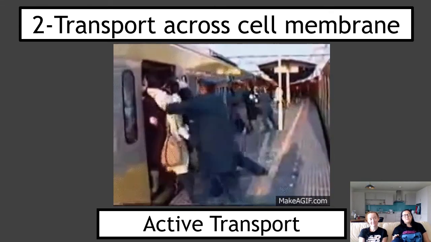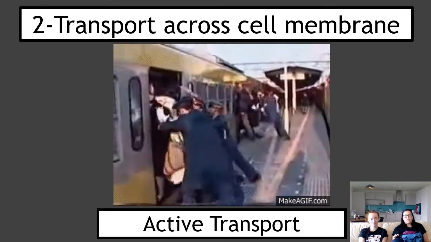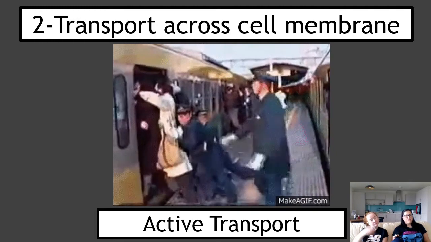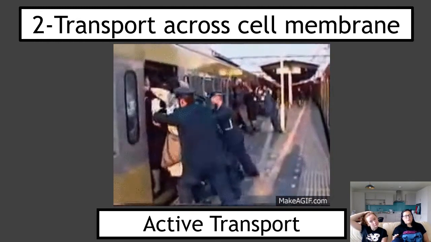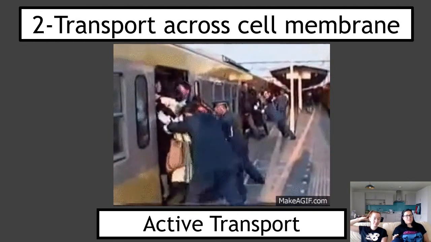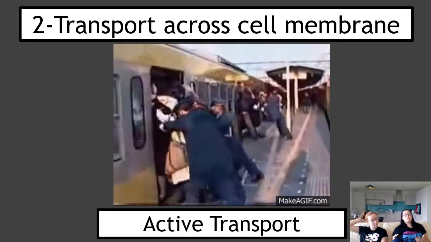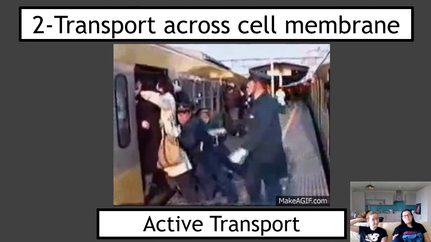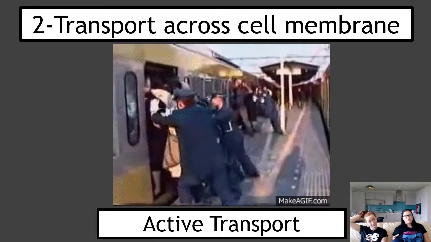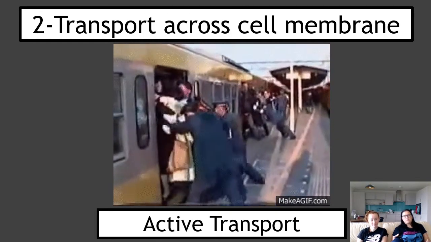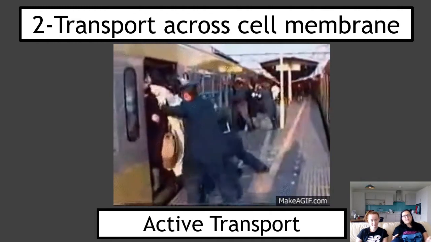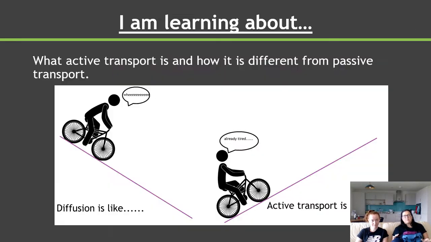Hiya! Okay, so this is the final section of transport across the cell membrane, which you will be glad to hear. And it is all about active transport. So again, by the end of this little section, you should understand why I've put this GIF up there, because it is just the most perfect metaphor for active transport. It's not talking about trains, sorry if you get confused by that. There's nothing to do with trains in what we're about to talk about. It's more about what the people are doing.